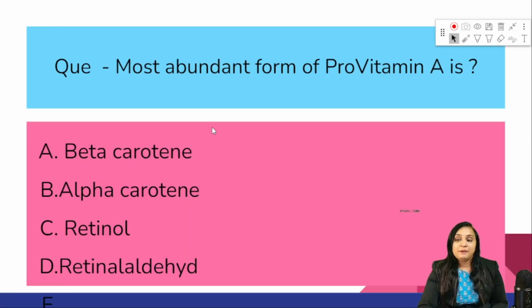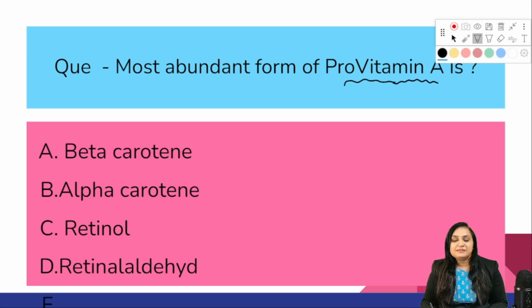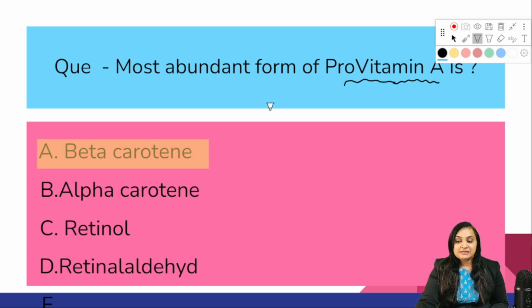So question number 1. Most abundant form of proVitamin A is? Read the question carefully. It is written proVitamin A. So what is the most abundant form of proVitamin A? The correct answer is option A, beta carotene.